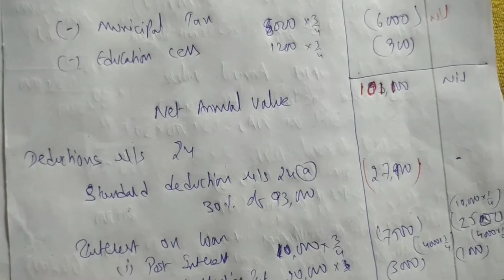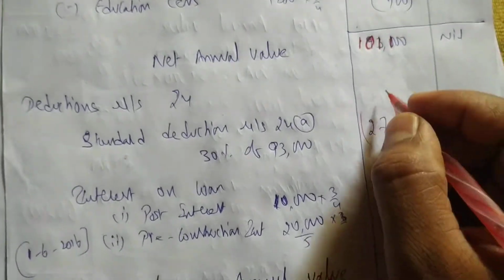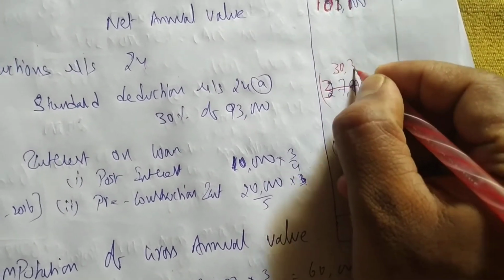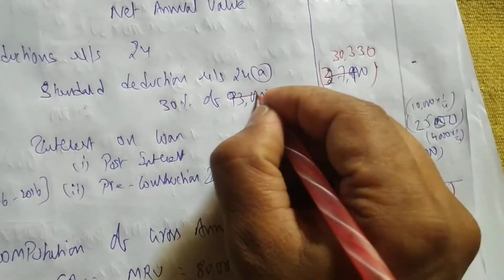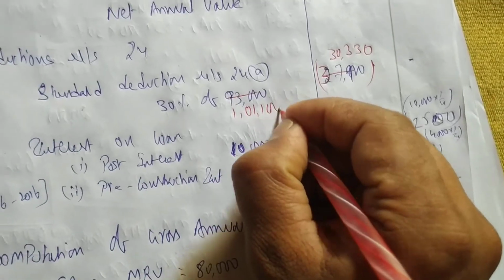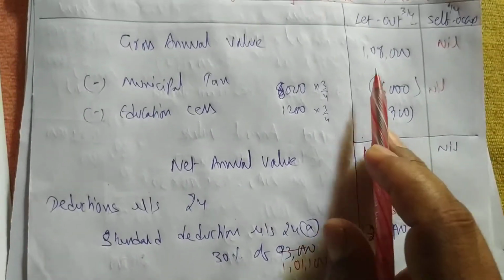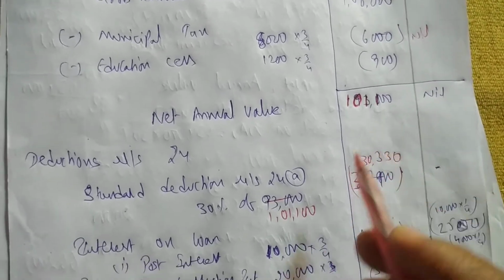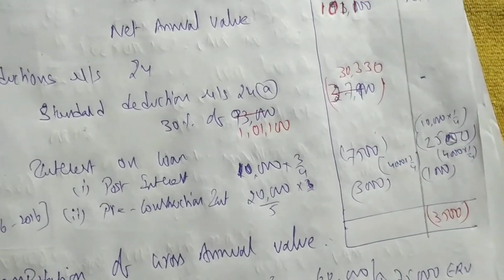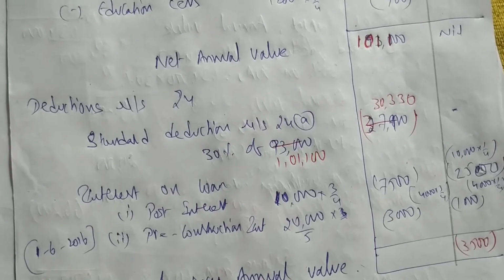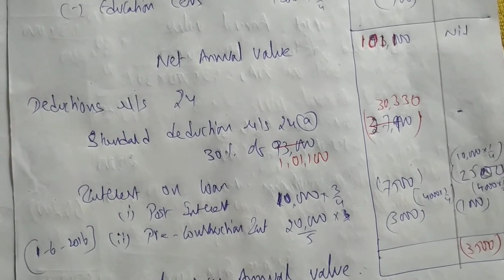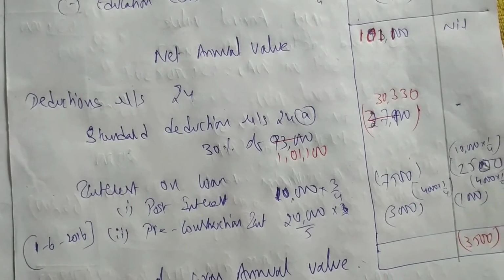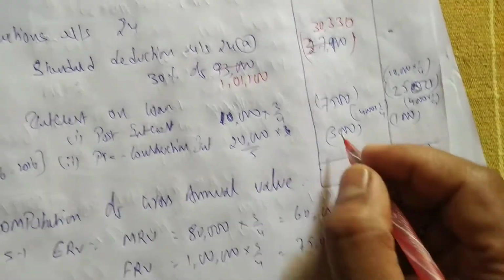1,01,100 into 30%. This is also wrong. 30,000 we are getting, 30,330. Calculation mistake. Okay, so from 1,08,000 you deduct 6,900, you get 1,01,100. On this 30% you do 30,330. So now calculation 1,01,100 minus 30,330 minus 7,500 minus 3,000. 60,270 is the answer.